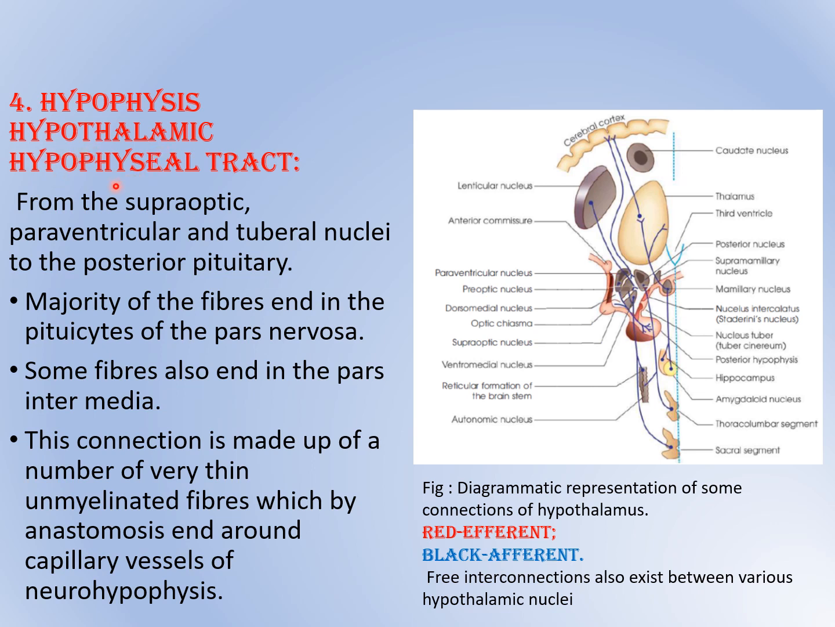The hypothalamo-hypophyseal tract. From the supraoptic, paraventricular and tuberal nuclei to the posterior pituitary. The majority of the fibers end in the pituicytes of the pars nervosa. Some fibers also end in the pars intermedia. This connection is made up of a number of very thin unmyelinated fibers which by anastomosis end round the capillary vessels of the neurohypophysis.